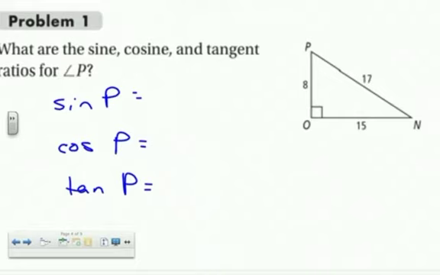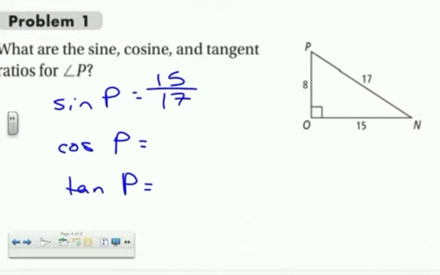Okay, so the definition of sine is side opposite over hypotenuse. So looking at angle P, what is the side opposite angle P? The 15. So 15 over, what is the length of the hypotenuse? 17. There it is. There's the sine of P.